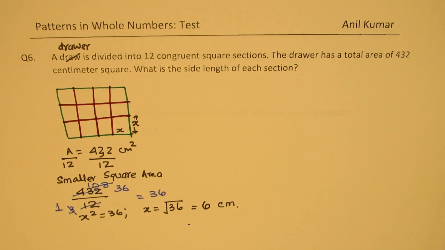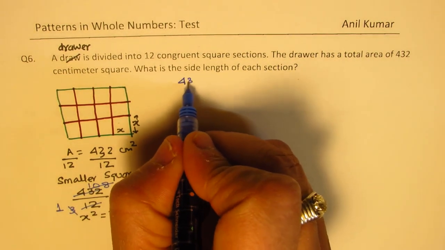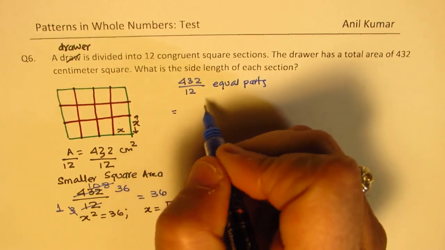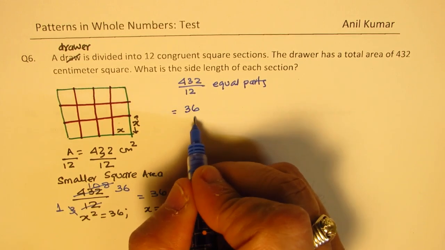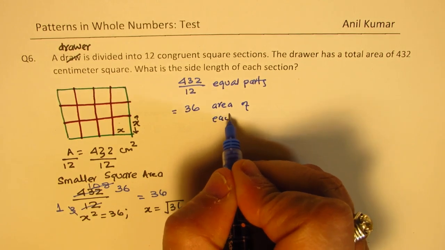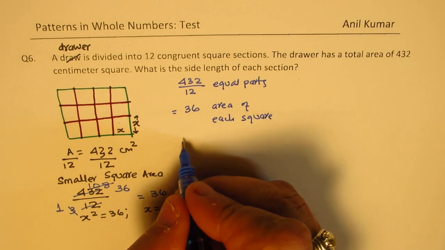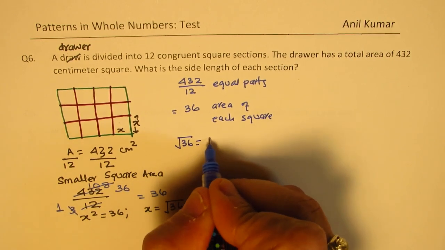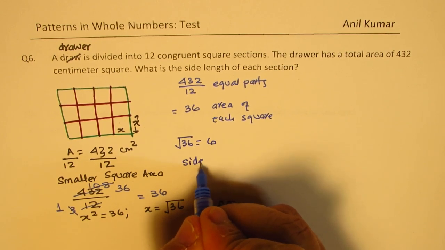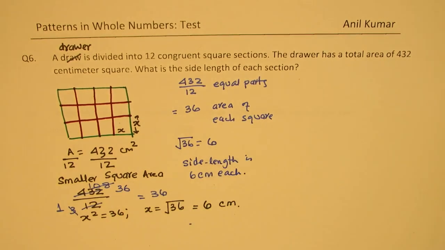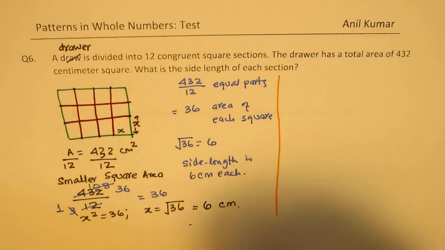So what we have done here is that first step, we divided the total area 432 into 12 equal parts, right? Which came to be 36. Now 36 is area of each square. So square centimeters, right? So the dimensions will be square root of 36, which is 6. So each side of the square, the side length, is 6 centimeters each. So that is how we will get the side length of each section. So I hope this concept is absolutely clear, right? So it's a very important question. Try to understand it. And that is how you could think about its solution.